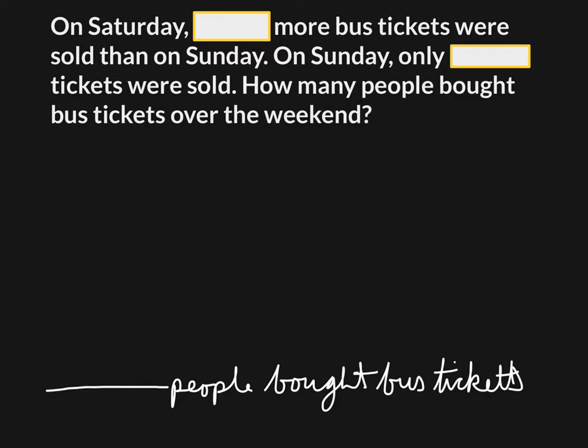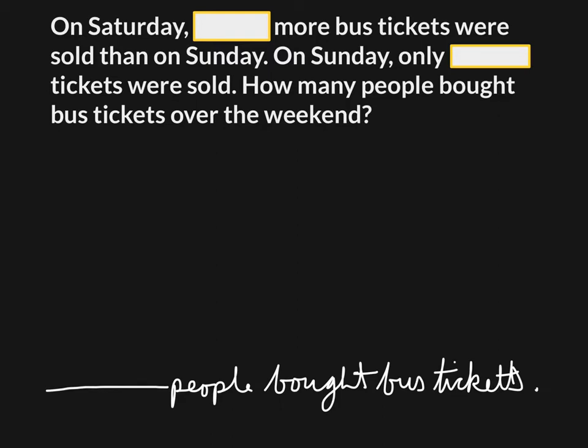All right, so this many people bought bus tickets. Now I need to draw some kind of tape diagram or model so I can organize my data. And again, I've covered up the numbers because I don't want to think about the numbers yet. I really want to understand what it is I'm trying to solve and what type of problem this is.